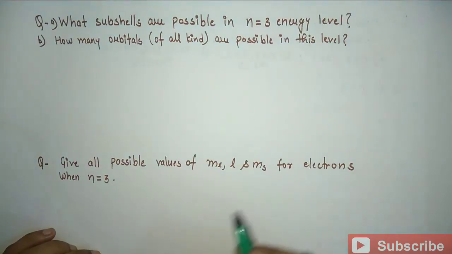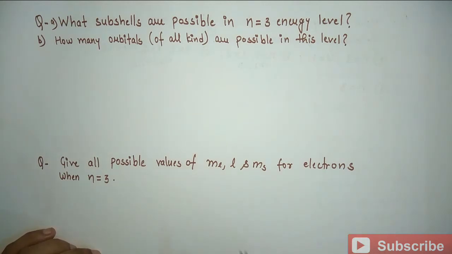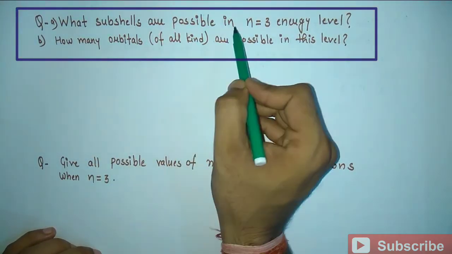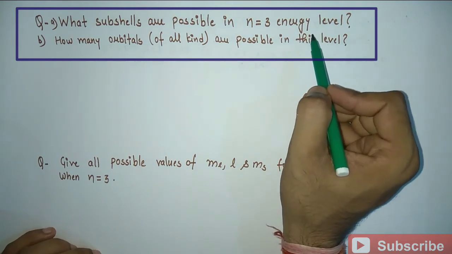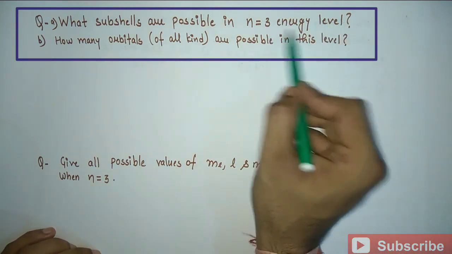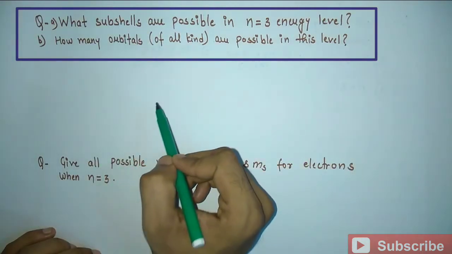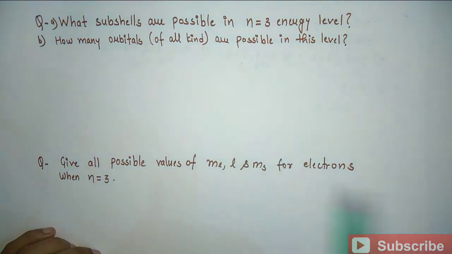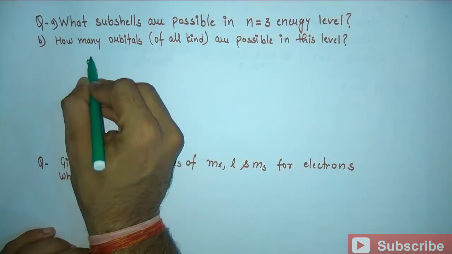Now let's solve some questions so that we can have a better understanding of quantum numbers. The first question is: what subshells are possible in the n equal to 3 energy level? So the third energy level has how many subshells? Okay, so this is the question. Subshells are s, p, d, f. So this is part A.